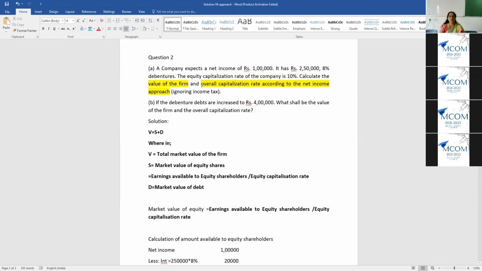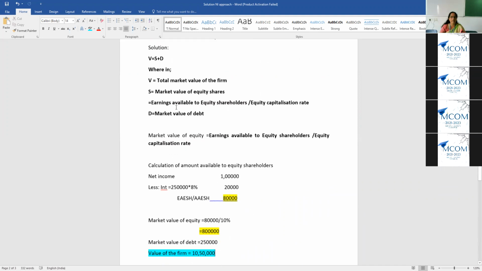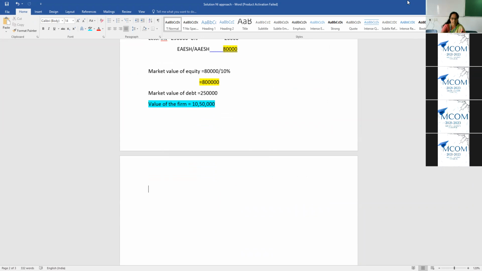Now we need to calculate the overall capitalization rate. How do you calculate the overall capitalization rate? The formula is, you can take it down: overall cost of capital is equal to earnings divided by value of the firm. Is the font size visible?